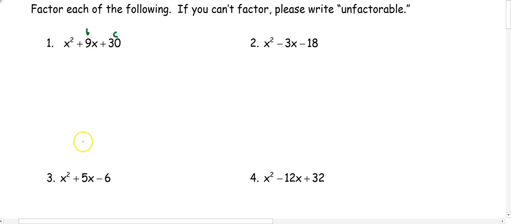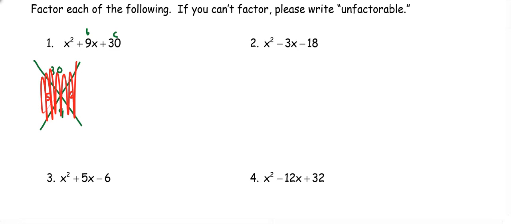So we're going to make a little x, and we need to multiply to 30 and add to 9. So we need two numbers that multiply to 30 and add to 9. So two numbers that we know multiply to 30 are 5 and 6. Now, the problem with 5 and 6 is while they multiply to 30, they don't add to 9. So this combination doesn't work. So we're going to try another combination. Another combination that multiplies to 30 would be 3 and 10.